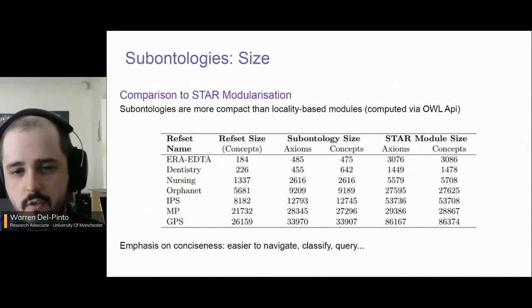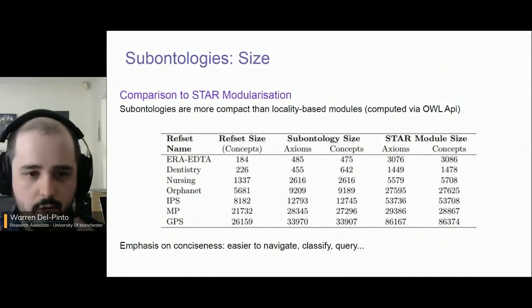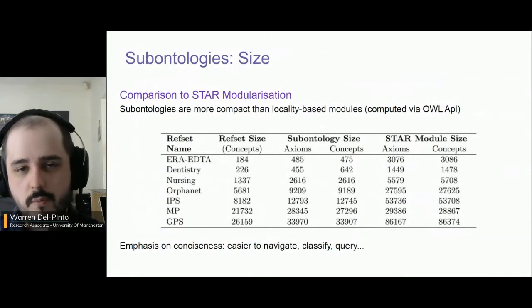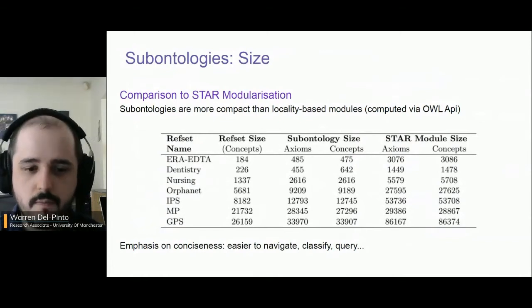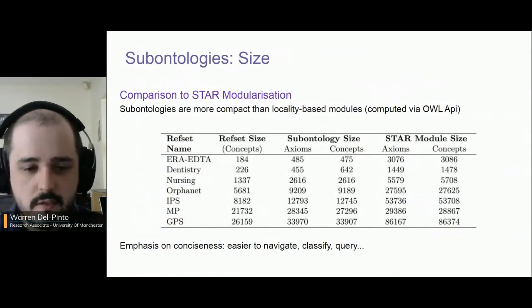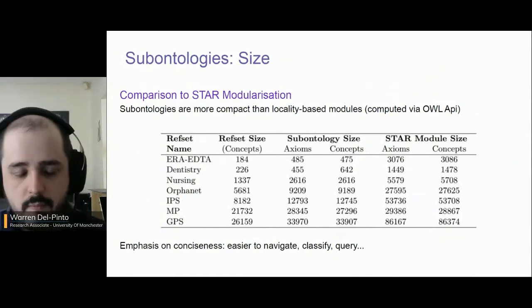dentistry are. So there's a lot of advantage, especially when there's multiple hierarchies all being used at once. Subontology extraction really constrains those other hierarchies to only what we really need. So the emphasis is always on conciseness. And this makes things easier to navigate, classify, and query.